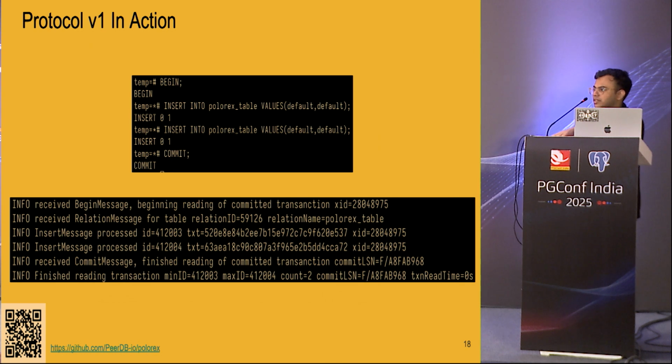So are there any questions regarding V1? How will Postgres know the order in which the commit is happening?